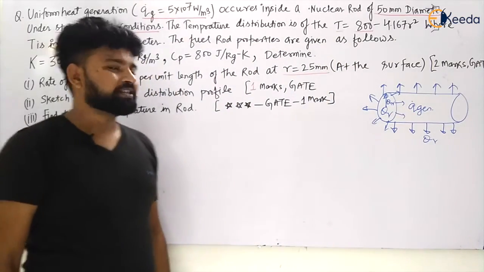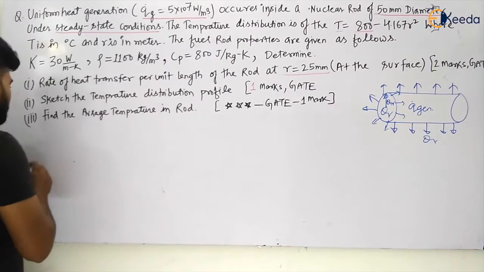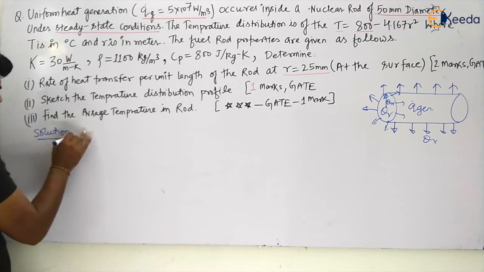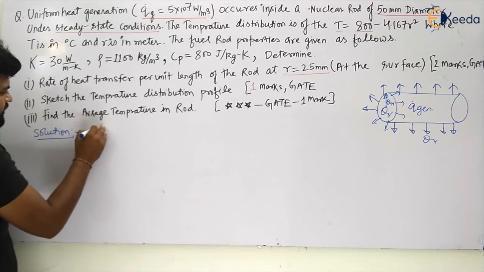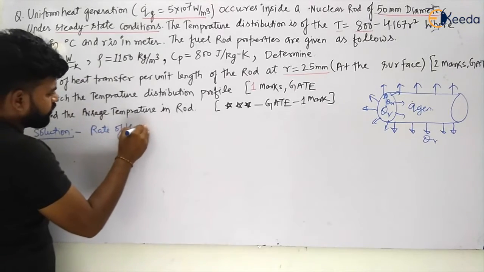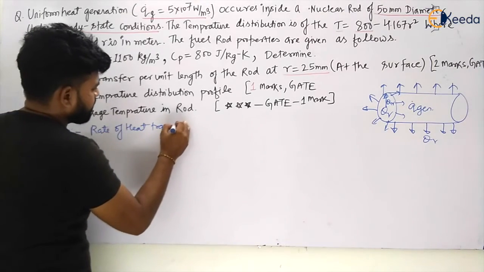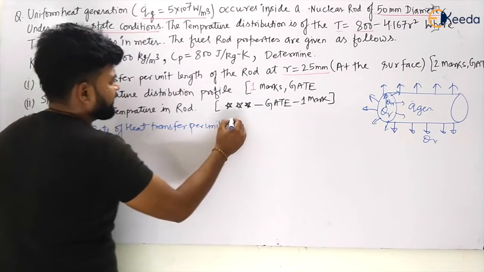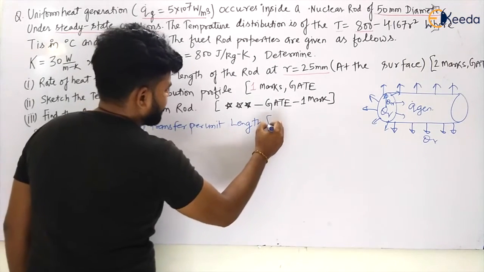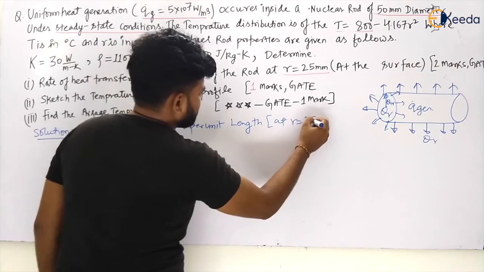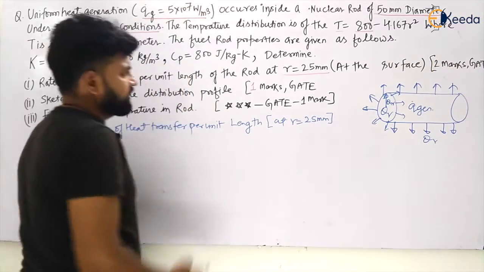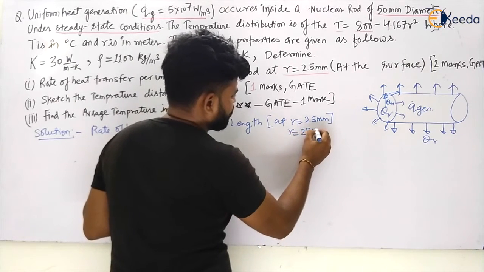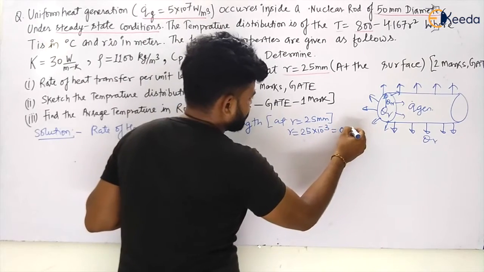Now he is asking about the heat transfer. So how can we calculate it? We know all the assumptions we have been discussing. So let us see how we can calculate the heat transfer, that is, the rate of heat transfer per unit length, my dear students, at radius R is equal to 25 millimeter. So R is equal to 25 into 10 to the power minus 3, which will become 0.025 meter.